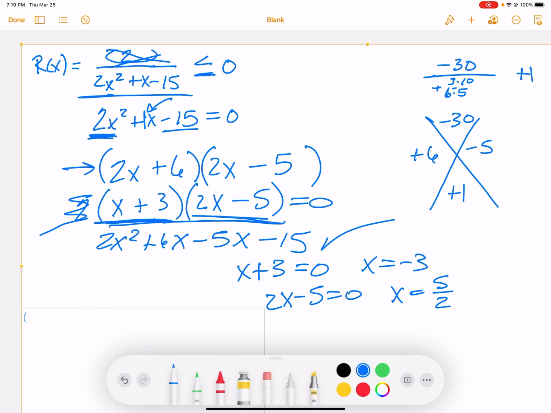Now what we need to do is write this in interval notation. Remember, we don't want it to include these numbers, so we're going to use open curved parentheses. Pick the lowest number, so that's going to be negative 3, 5 halves, and end the parentheses. So that is our answer. Those are the values, the range of values that will make the function less than or equal to 0.